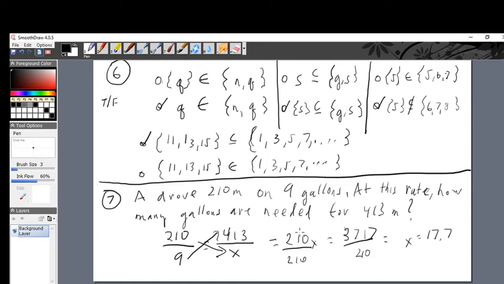17.7. This crosses each other out, of course. X is equal to 17.7. That is the answer. What does 17.7 represent? We're talking about gallons is what it represents. We have the miles. We don't know the gallons. It's 17.7 gallons is what you need for 413 miles. And problem number 7 is over.